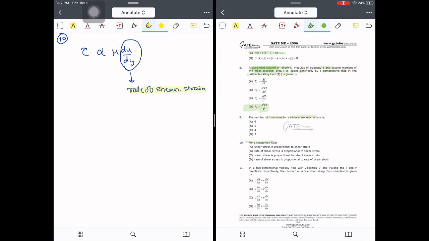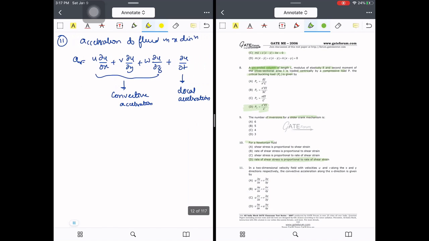Question number 10. For a Newtonian fluid, shear stress is directly proportional to the rate of shear strain. Just remember this is not shear strain, this is rate of shear strain, that is the rate of change of velocity with respect to the displacement. So it is the rate of shear strain, just remember it, shear stress is proportional to the rate of shear strain.